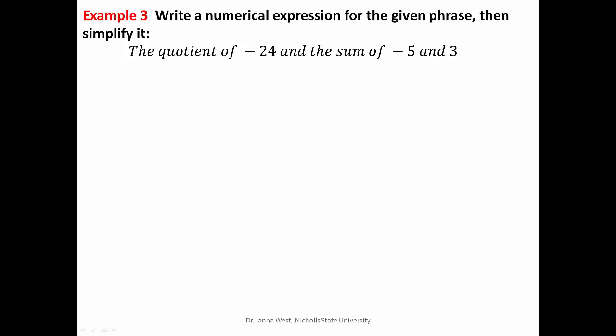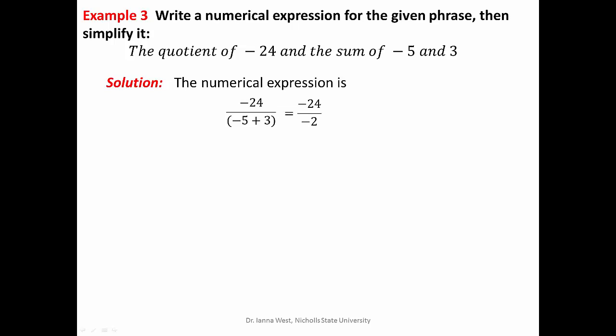In our next example, we will write the numerical expression for the phrase the quotient of -24 and the sum of -5 and 3. Recall that a quotient means to divide and a sum is to add. So the numerical expression will be -24 divided by -5 plus 3. Adding -5 plus 3 gives us -2. Dividing -24 by -2 gives us +12. Therefore, this phrase simplifies to 12.